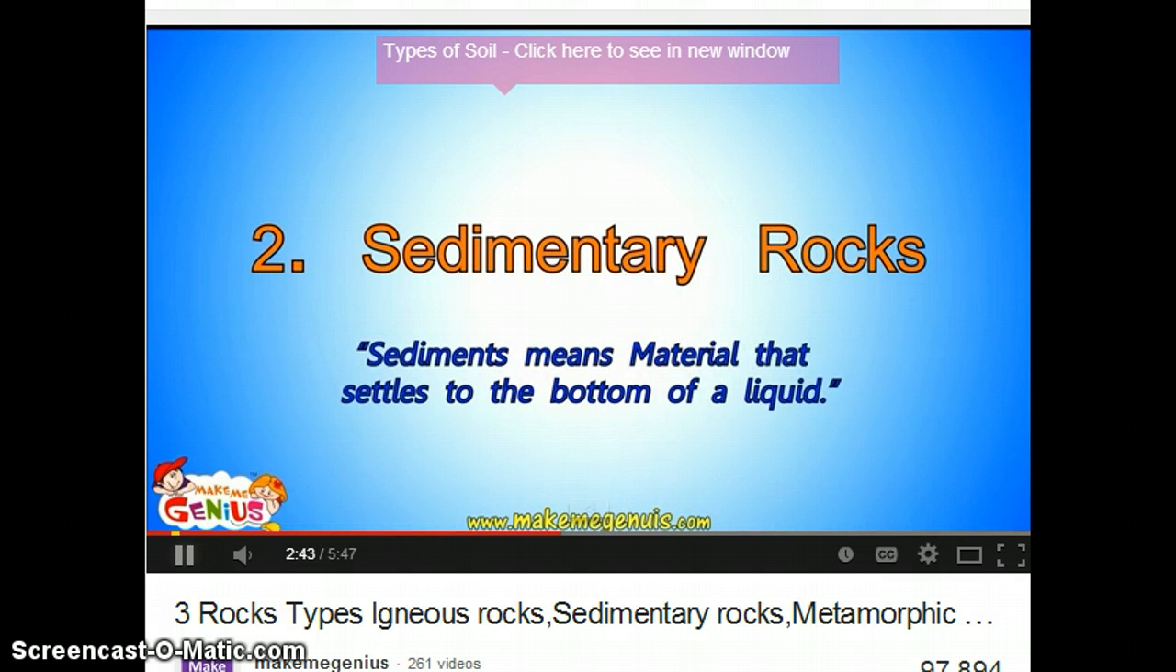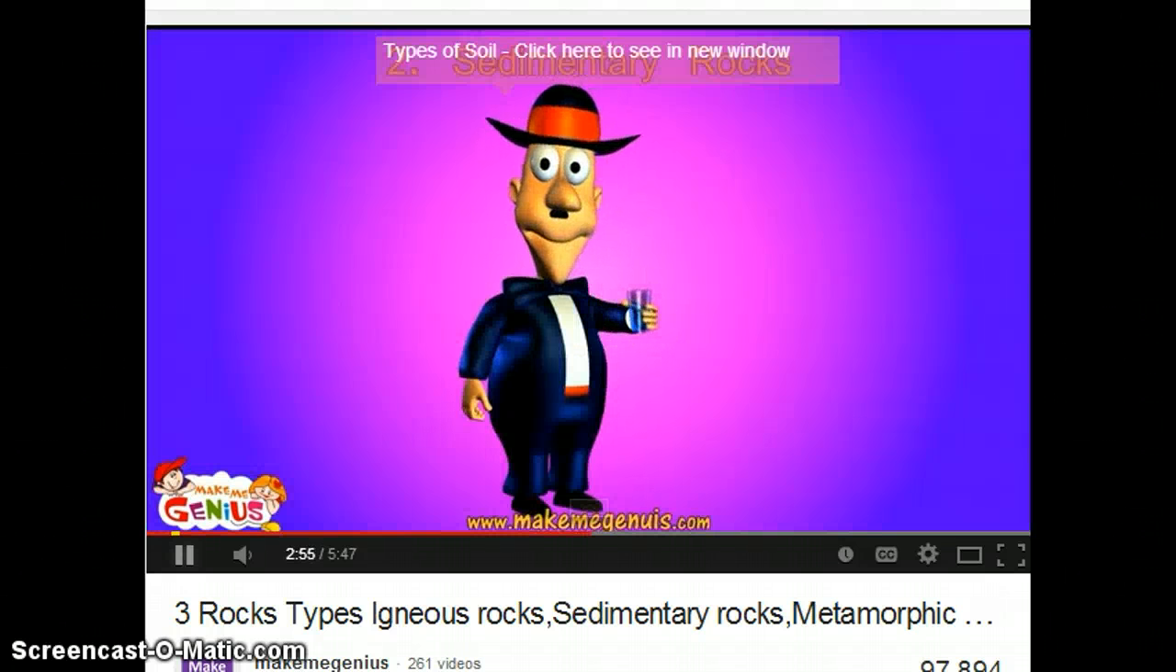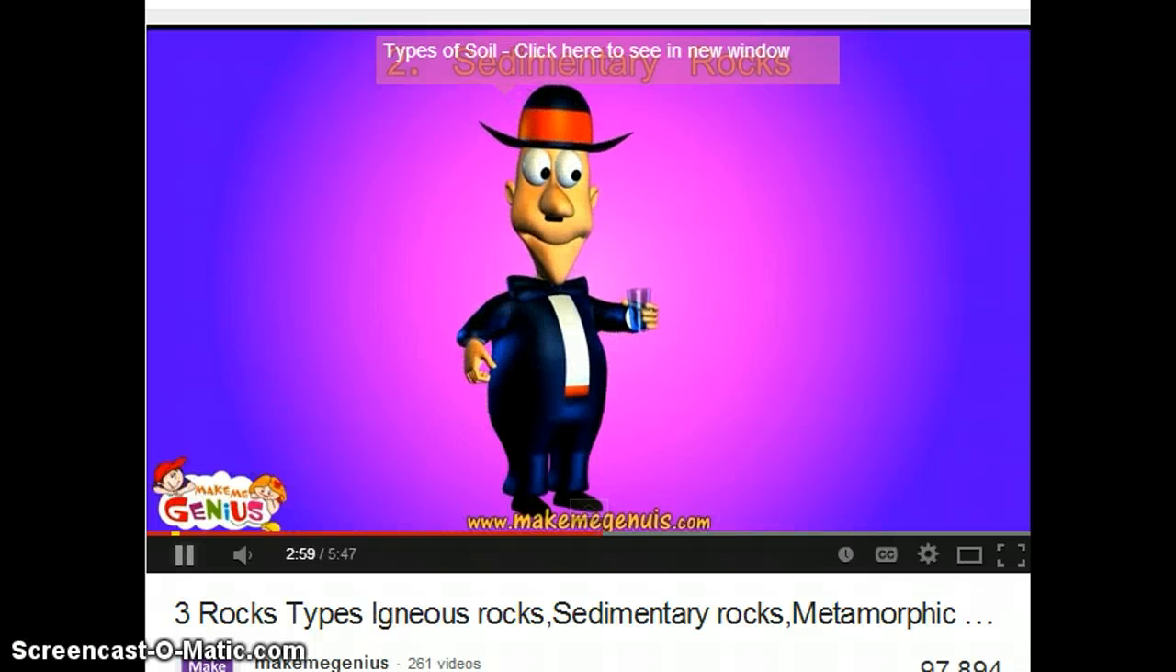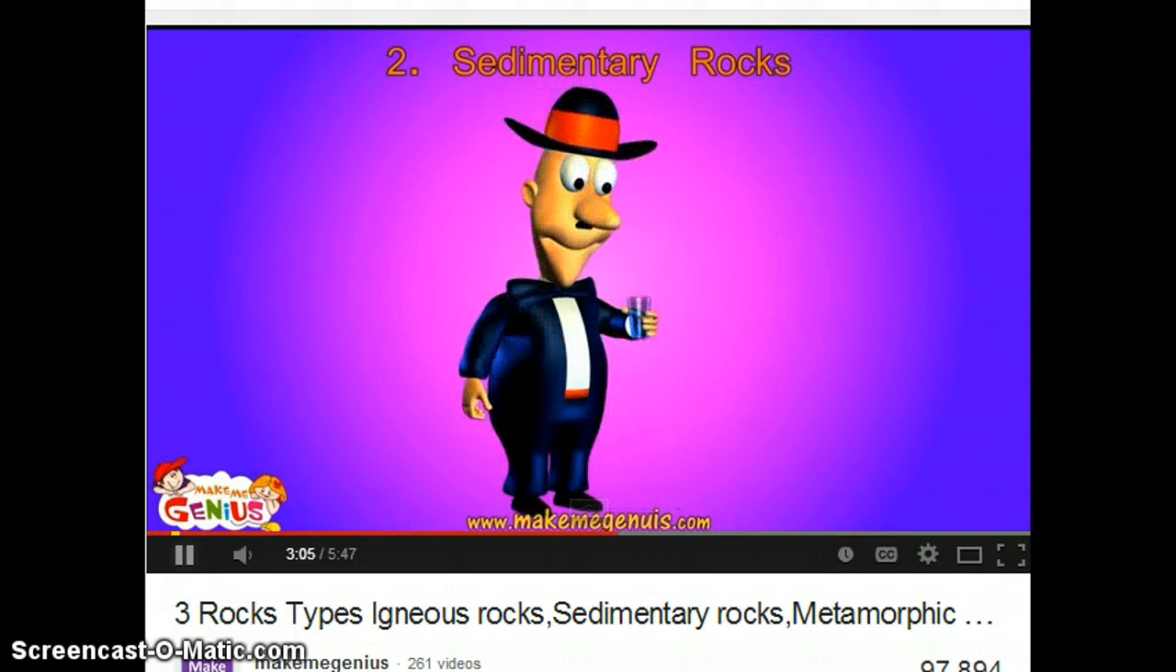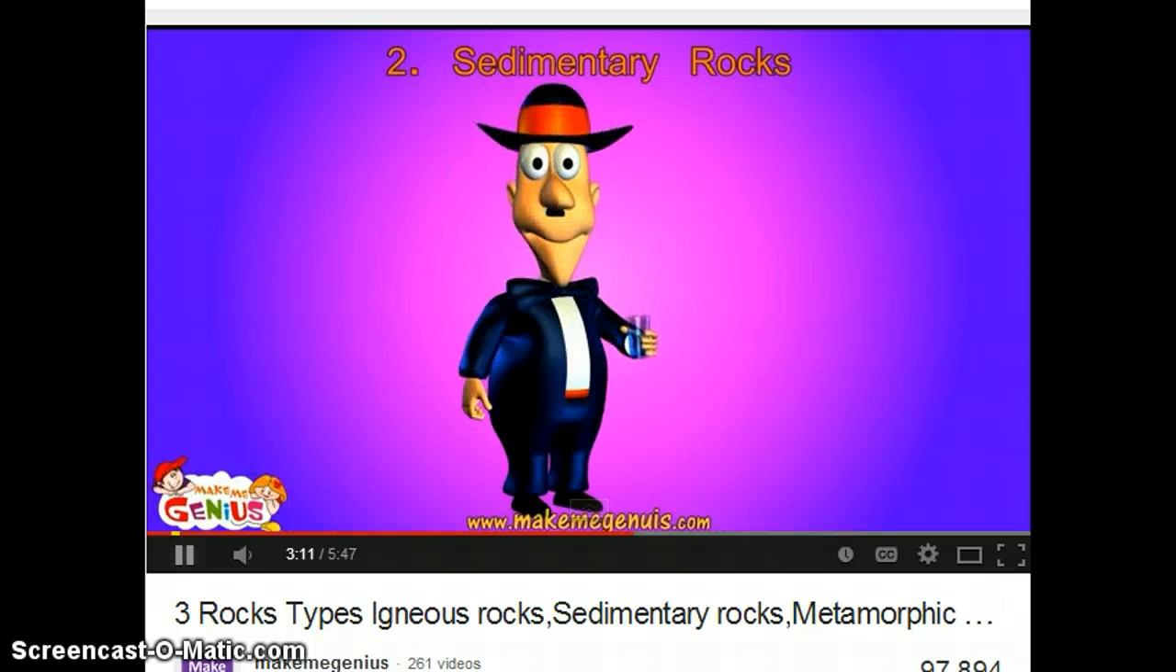Now, let's move on to the second type of rocks. These are called sedimentary rocks. The word sedimentary means made from sediments, which is material that settles to the bottom of a liquid. Oh, very good. You are carrying a few stones and a glass of water. Put these stones in the glass. See these settle down? This settled down material is called sediment. It is a perfect example of how sedimentary rocks are formed.